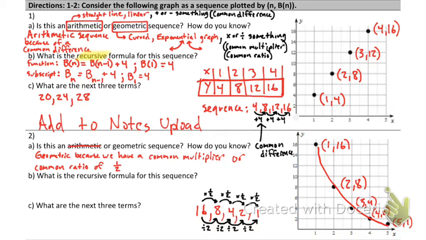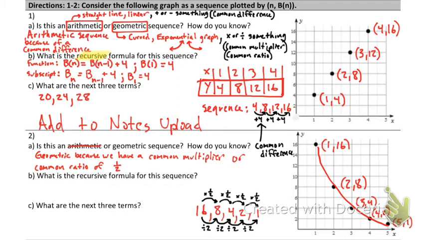Okay, so notice the difference. Arithmetic is a common difference. This guy adds or subtracts. Geometric is a common multiplier or common ratio. He divides or multiplies. And we always want to try to use the multiplication version. So even though we're dividing by 2, multiplying by 1/2 is the same thing. And that's the mathematical way of doing it. Okay? What is the recursive formula for this sequence?